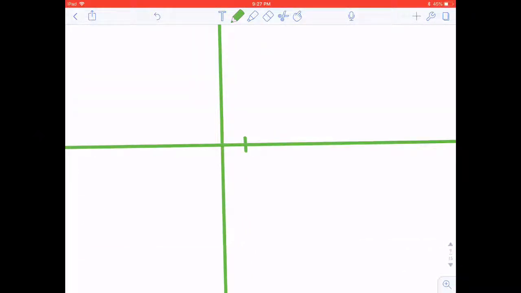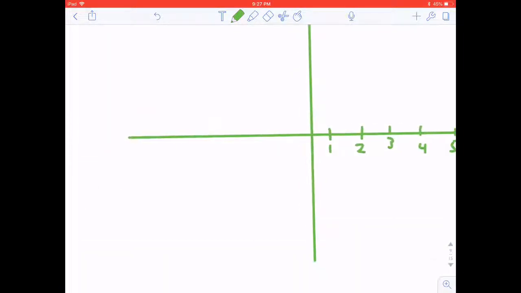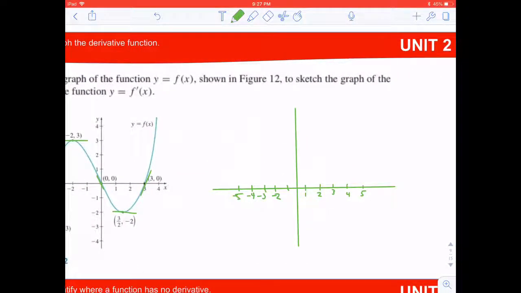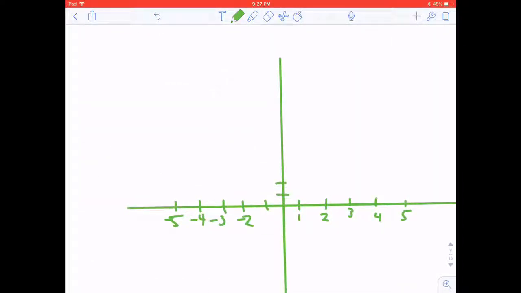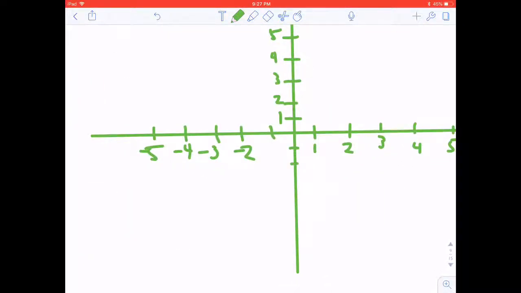So I'm going to set this up. We have 1, 2, 3, 4, 5. We'll leave it at that for now. And then 1, 2, 3, 4, 5, all negatives. And then we have our y values, which will go up to 1, 2, 3, 4, 5, 6. We'll go up to 6. And we'll go down 1, 2, 3, 4. We'll just go up to there for now.